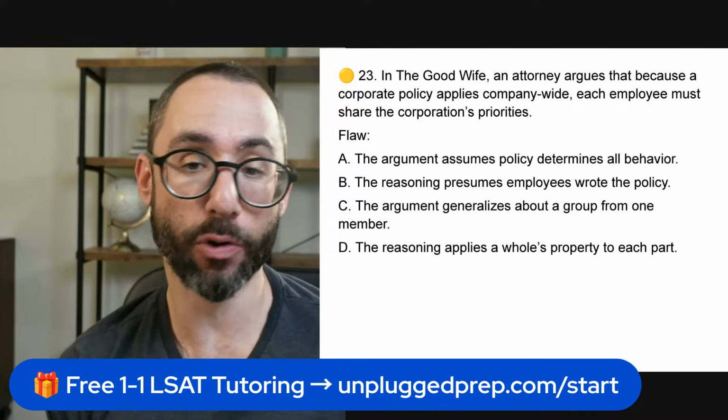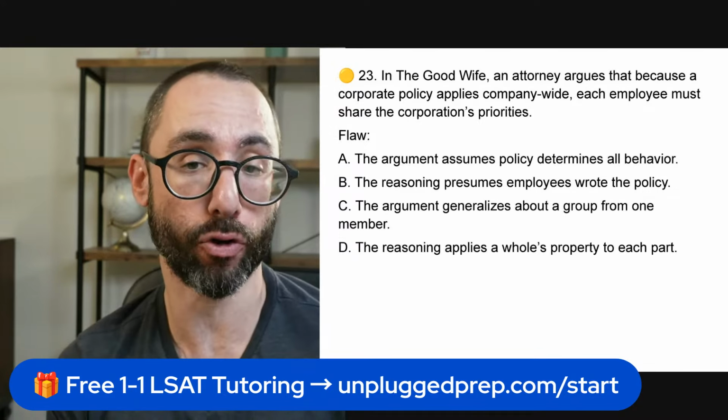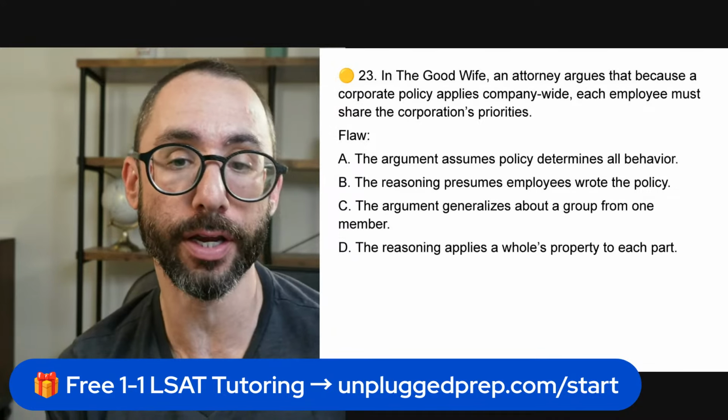Opposites. C and D are saying opposite things. They're both talking about whole and part and whole, but different directionality. Choice A is talking about behavior. Nothing in the argument really talks about behavior. They talk about priorities. And so the best answer here would be D as in delta, applying the whole's property to each part, to each individual employee.